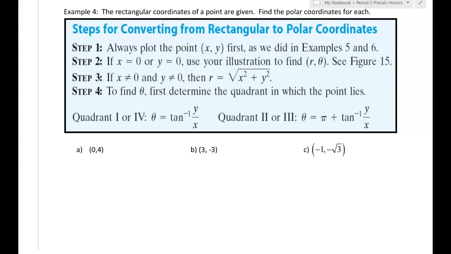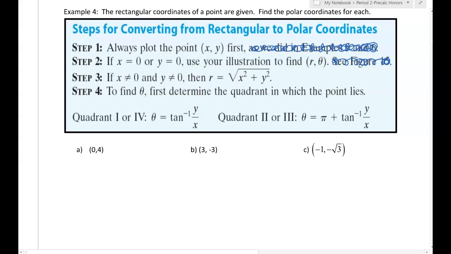So here are the guidelines, or the steps, for converting from rectangular to polar. Step 1, always plot the point first. We're going to cross this out because I copied and pasted this from your book, so our examples are a little bit out of order. Step number 2, if x equals 0 or y equals 0, use your illustration to find r comma theta. Again, cross that out.